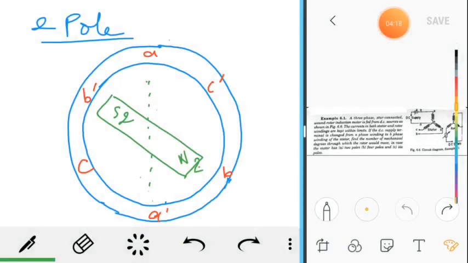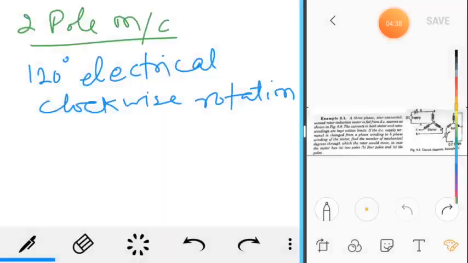So this is the position of the rotor after DC is supplied to phase B, and we can see that there is 120 degree electrical rotation of the rotor in clockwise. So in a 2 pole machine, 120 degree electrical clockwise rotation is observed when we shift the DC supply from phase A to phase B.